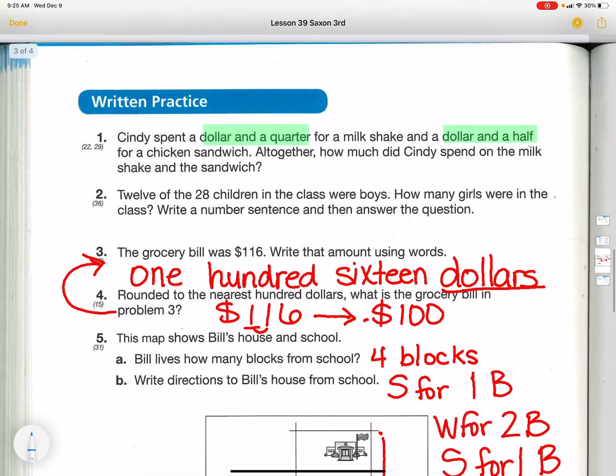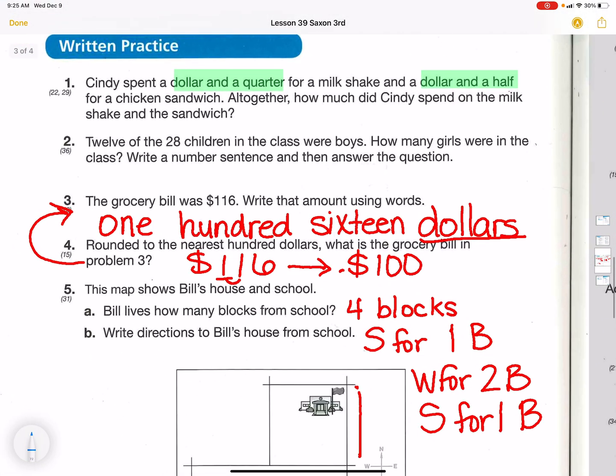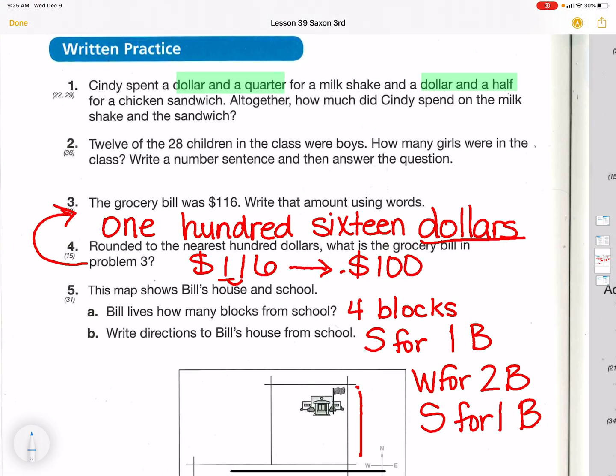Okay. Obviously, you can see where I've done this with the in-class people. I'm just going to kind of leave that on there and discuss. Cindy spent $1.25 for a milkshake and $1.50 for a chicken sandwich. So we need to add $1.25 and $1.50.